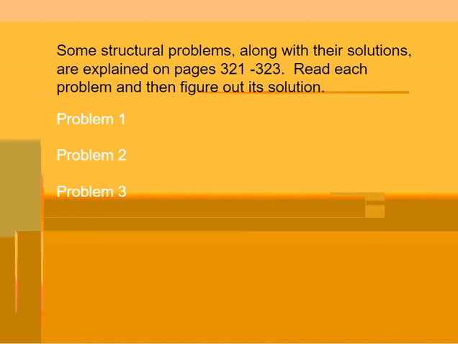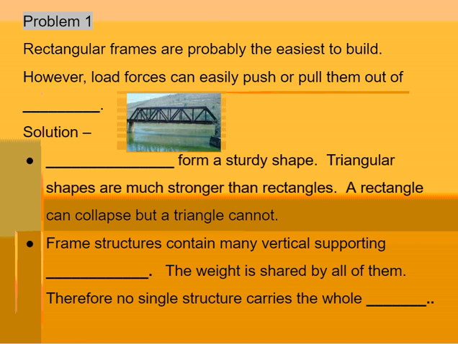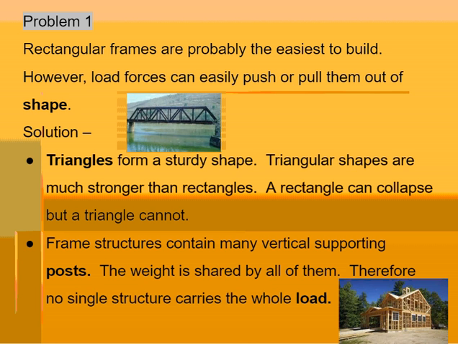Here are some questions, but most of that's already in the material I've given you, so we're not going to do that now, but we'll just take a look. Rectangular frames are probably easiest to build. However, load forces can easily push or pull them out of shape. You might have experienced that when we built our bridges and our egg drop. Triangles are a sturdy shape. They are much stronger. A rectangle can collapse, but it's much more difficult to make a triangle one collapse.